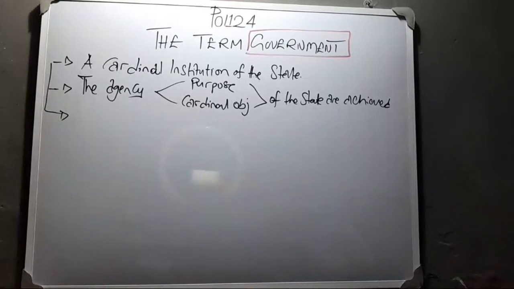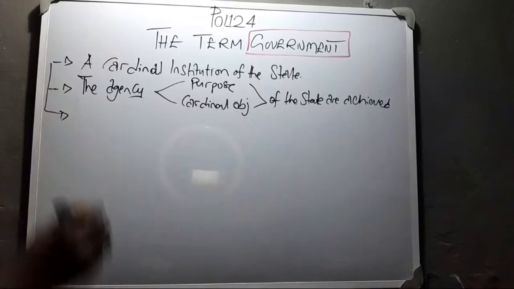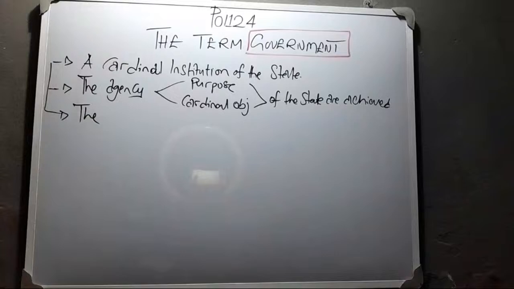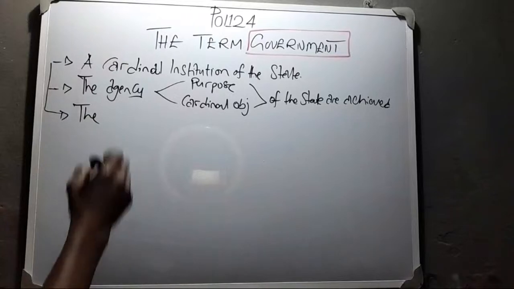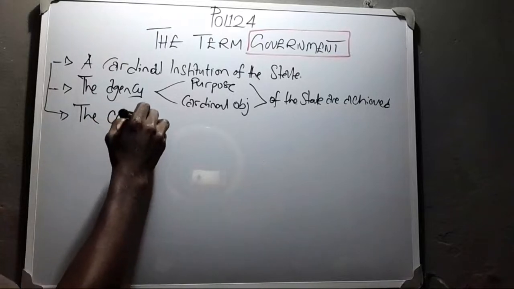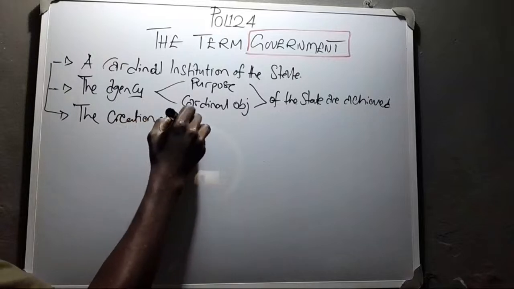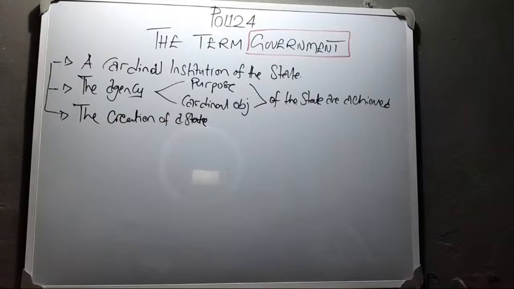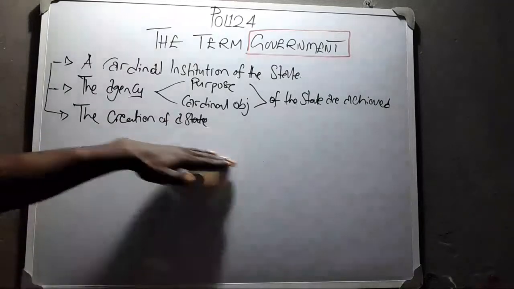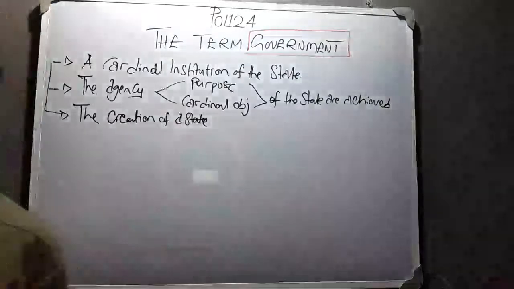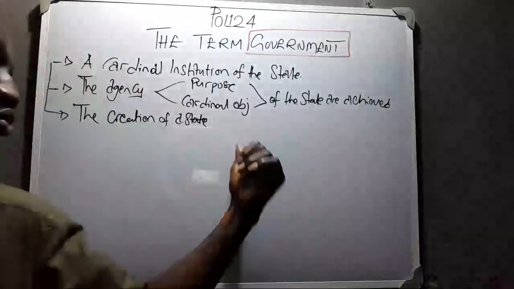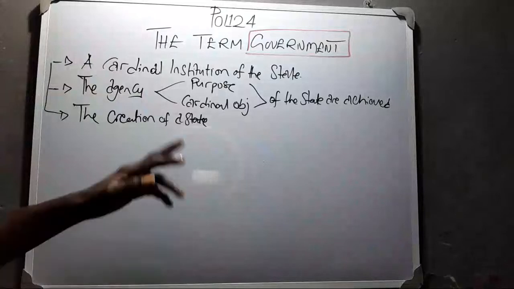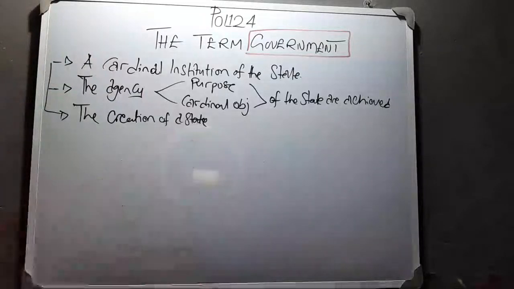Now, government is said to be a creation of the state. That means without a state, there is no government. So can we say a state is supreme? Because if government is the creation of a state, that means it's subject to the state. Creation of a state, government.